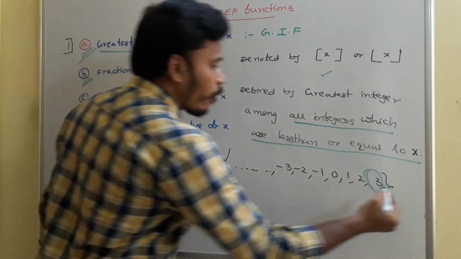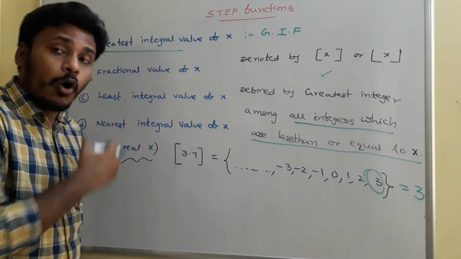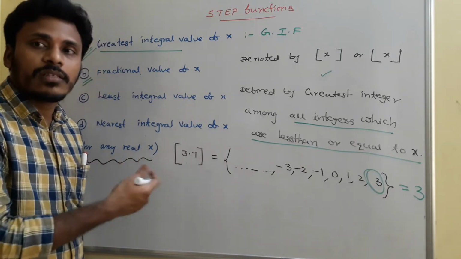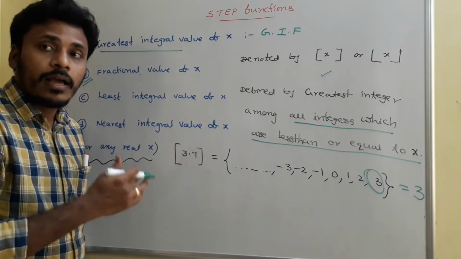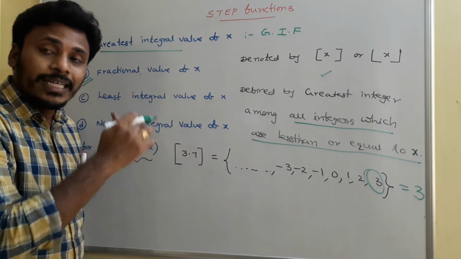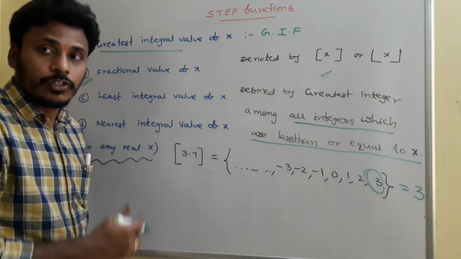So step of 3.7 is equal to 3. That is the basic definition. How we use it and how we can locate the value easily, all these things I will discuss in the next point. But why are we calling it the greatest integral value? Because it is the greatest integer among all the integers which are less than or equal to x.